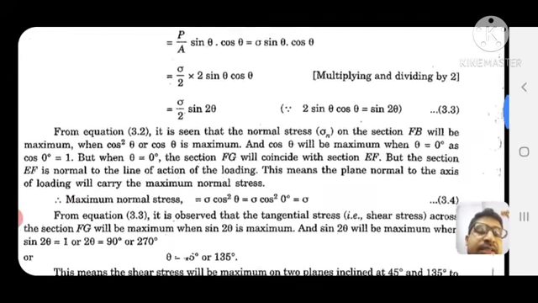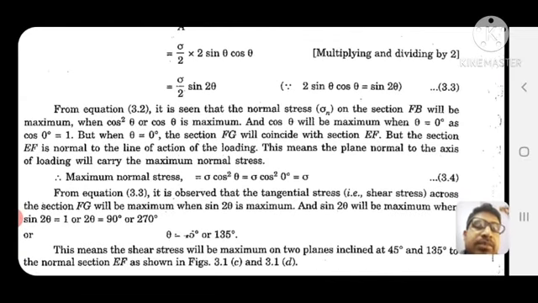Actually 2 sin theta cos theta is equal to sin 2 theta. So from equation 3.2 it is seen that the normal stress sigma n on the section FG will be maximum when cos square theta, or cos theta, is maximum, and cos theta will be maximum when theta is equal to 0 degree, as cos 0 degree is equal to 1.